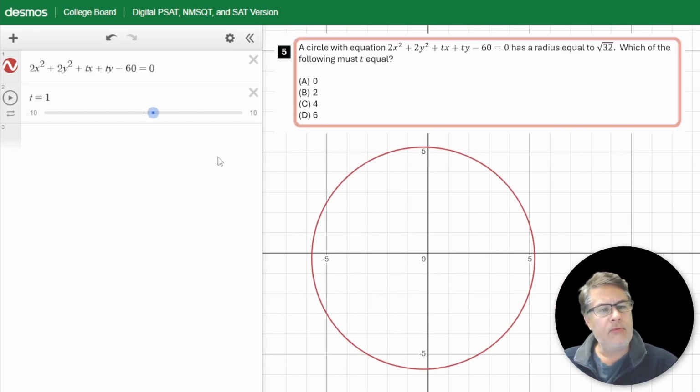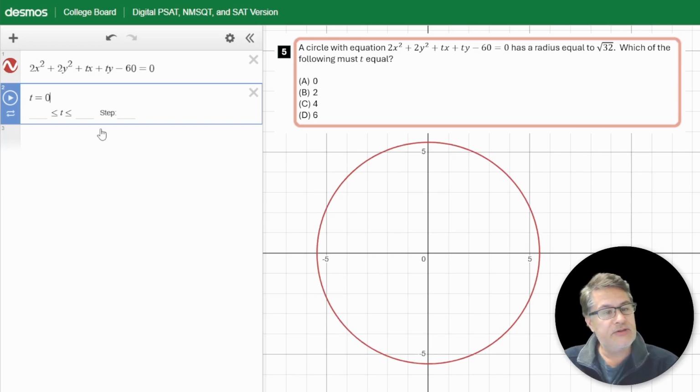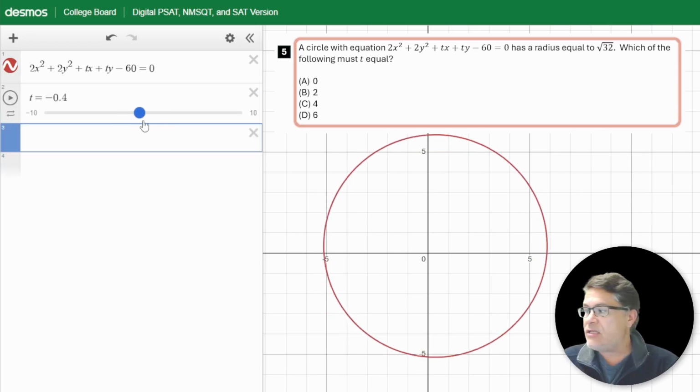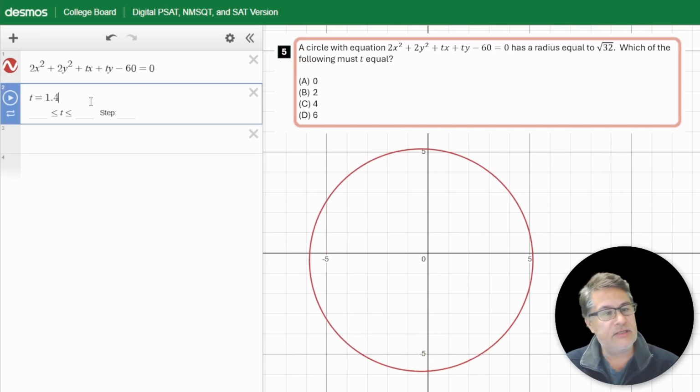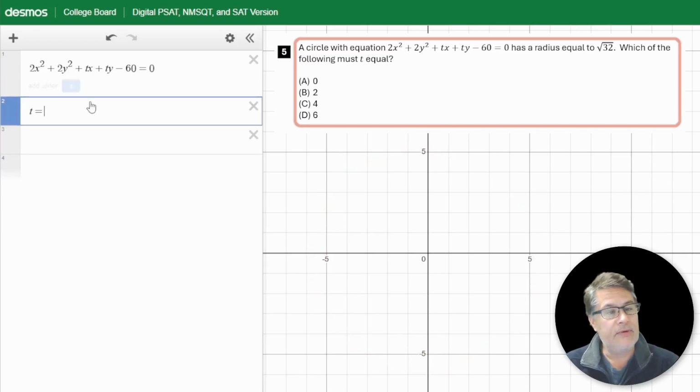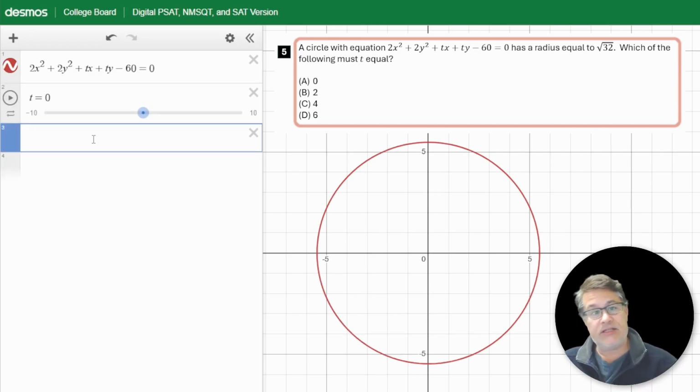Well, why don't we set the slider t equal to the first answer choice, A. So we're just going to say t equals 0. Notice, by the way, guys, you do not need to slide it manually with the slider. When you have discrete values, and there's only a few of them you're testing, just simply enter it directly into the slider value. So again, we're going to make t equals 0. Now, how do we know if t equals 0 is the correct answer? Easy. The circle has to have a radius of the square root of 32.